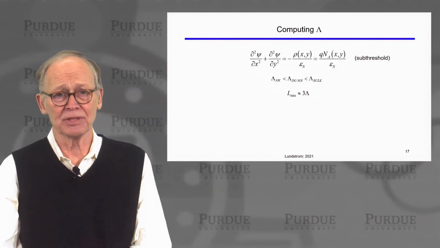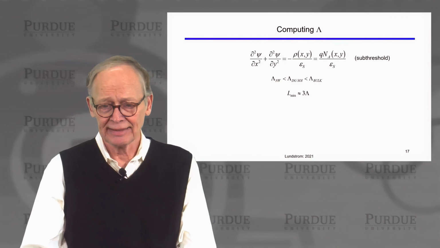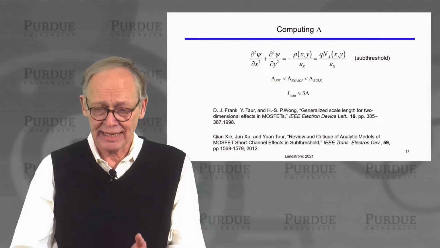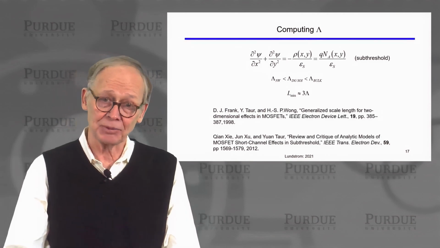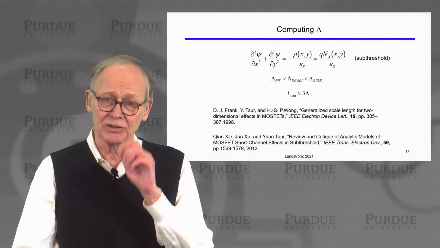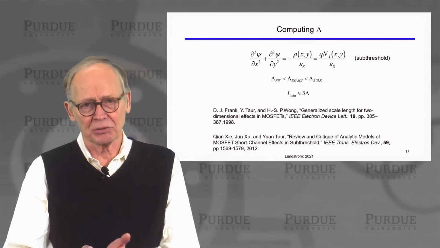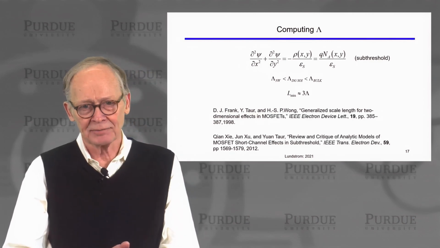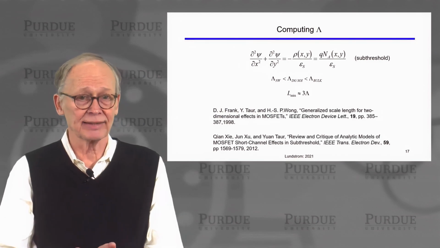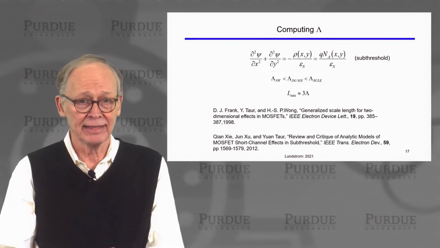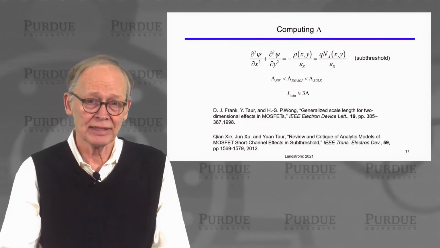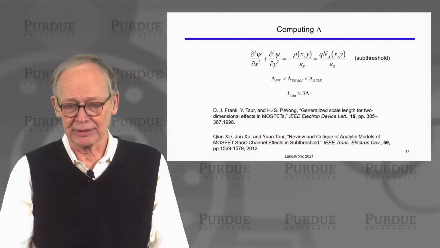Now you can compute this geometric screening length. It takes a solution to the two-dimensional Poisson equation. I can refer you to a couple of papers if you'd like to see how that is done. But one of the takeaways is that the more fully surrounded the channel is by the gate, the shorter its screening length is. And the shorter its screening length is, this geometric screening length, the less influence the drain has on the barrier at the source, and the better the transistor operates.